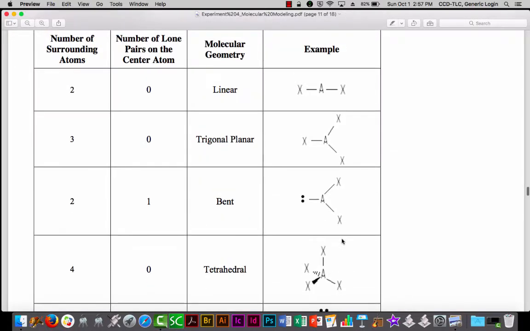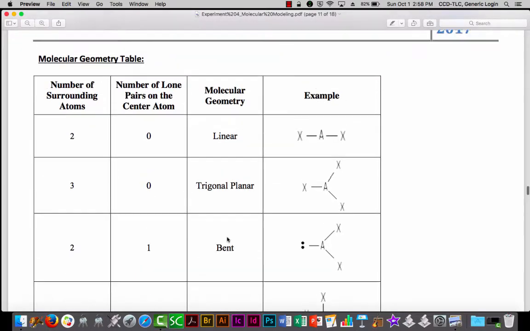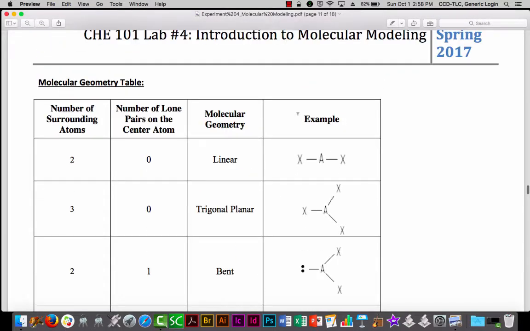So you just need to look at your Lewis structure, figure out how many surrounding atoms you have, how many lone pairs you have on the central atom, and then you can determine the molecular geometry. And again, you don't need to memorize this, just know how to use this table.